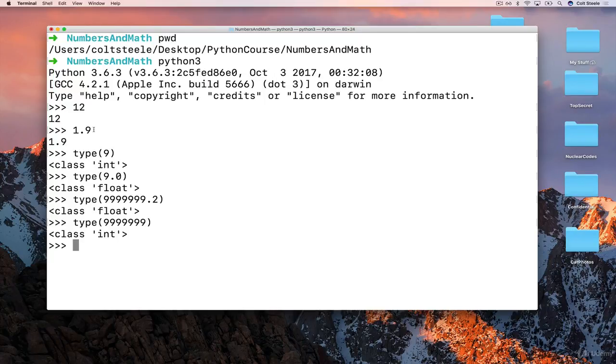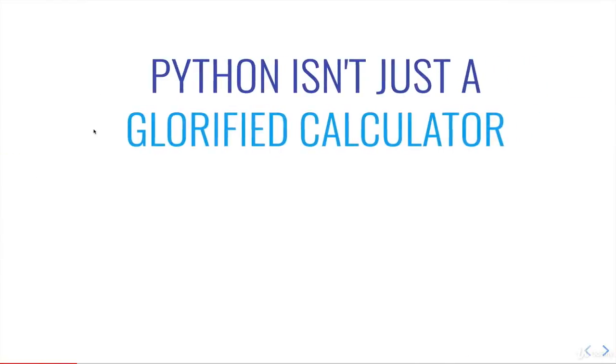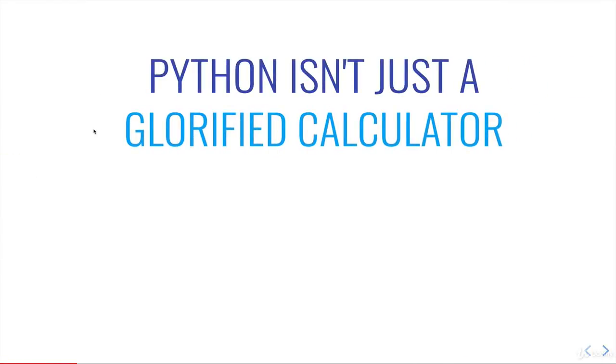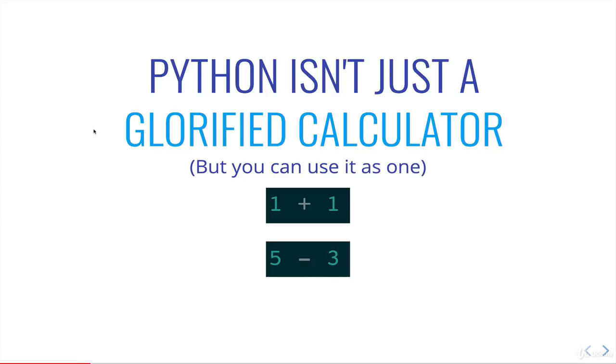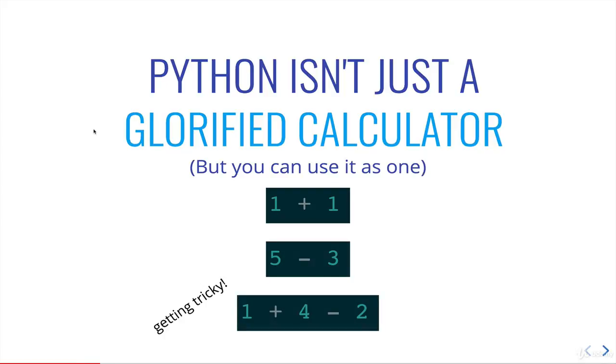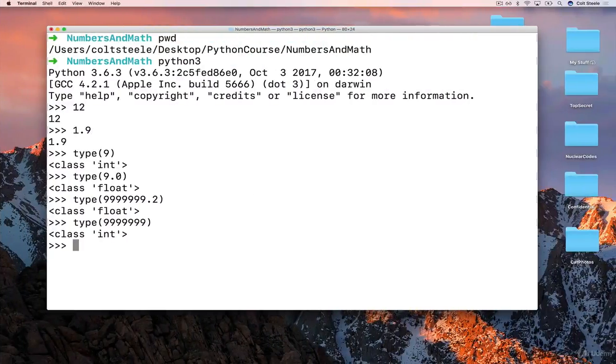So now that we've seen the 2 main types of numbers, I want to mention that Python is not just a glorified calculator. That's not what this course is about, but we can use it as one. We can do simple math. We can do 1 plus 1, 5 minus 3, or we could get really fancy and combine a couple numbers and operators, 1 plus 4 minus 2. So I encourage you to play around just for a moment, try some operations. In the next video, I'm going to talk about things like order of operations. I'll show you a couple other operators, but really quickly, let's do something like 1 plus 3.